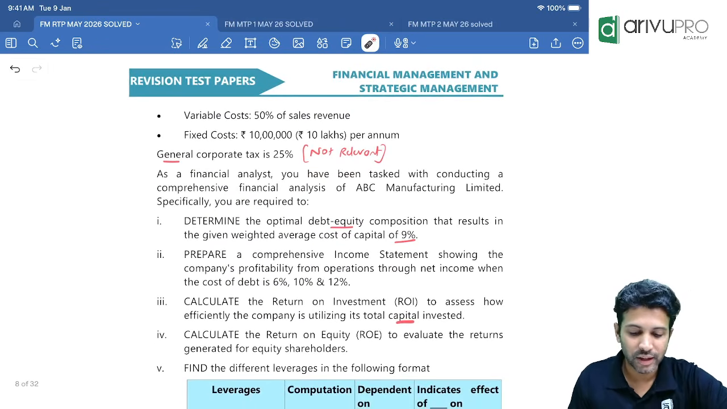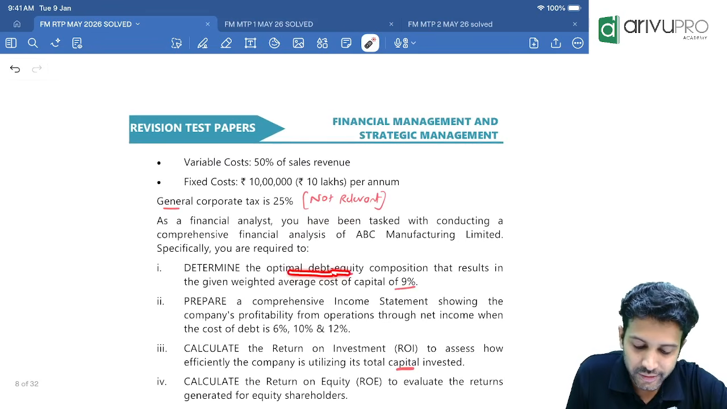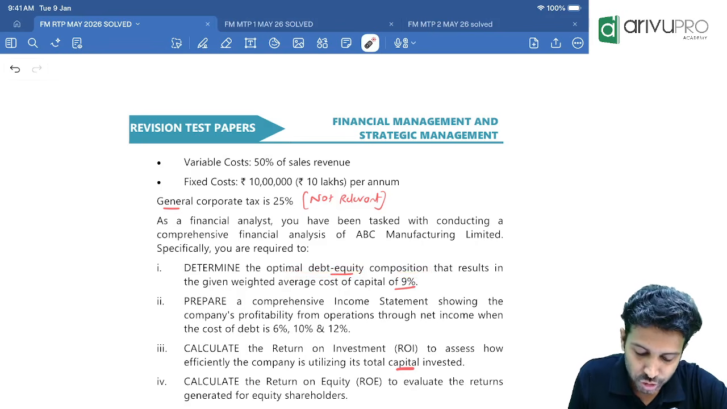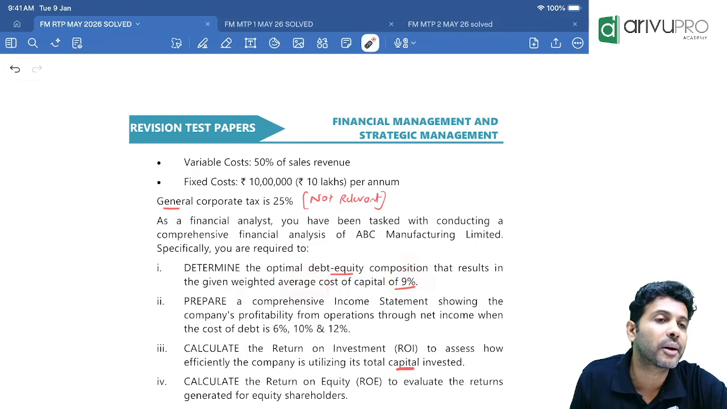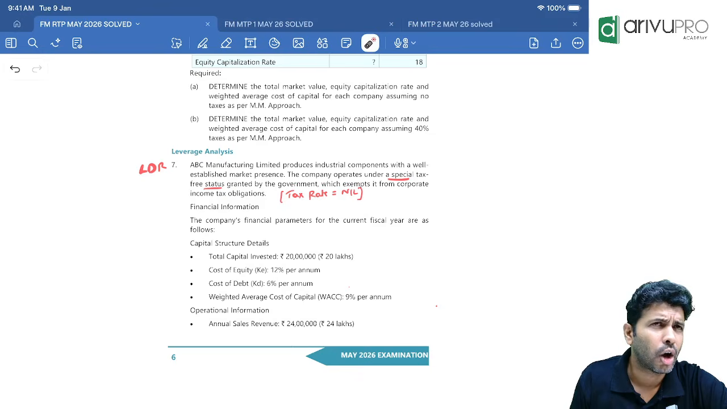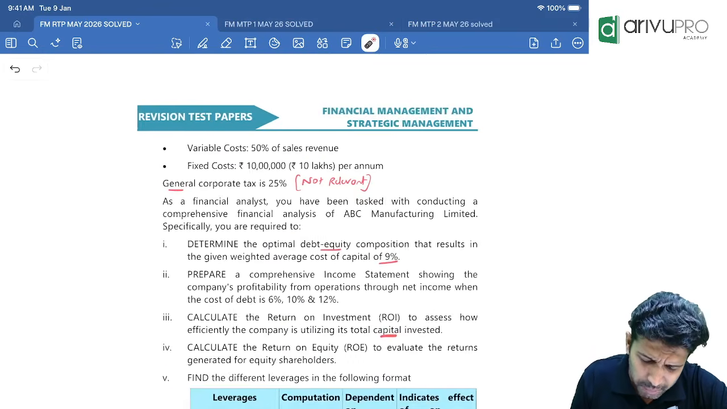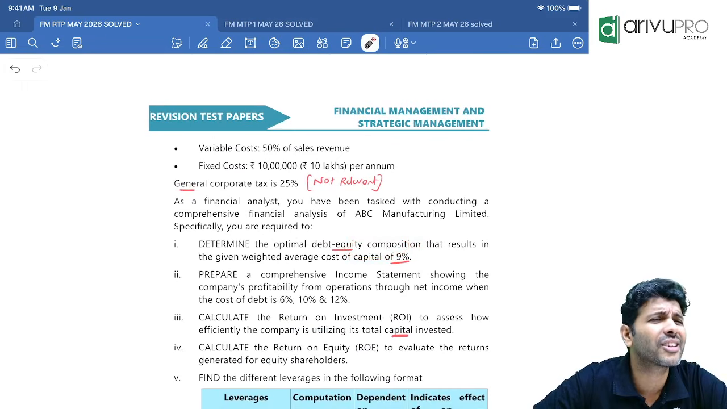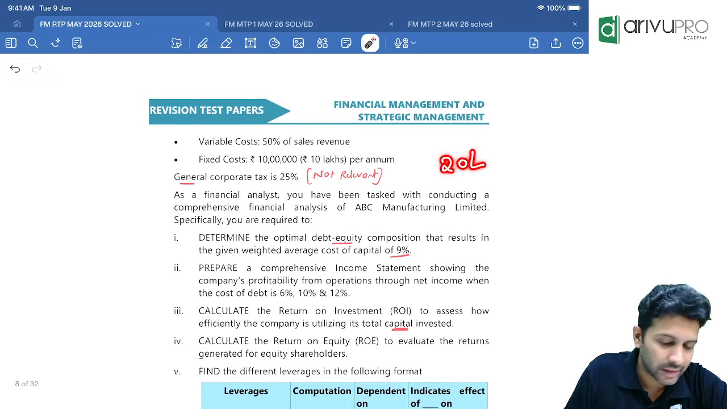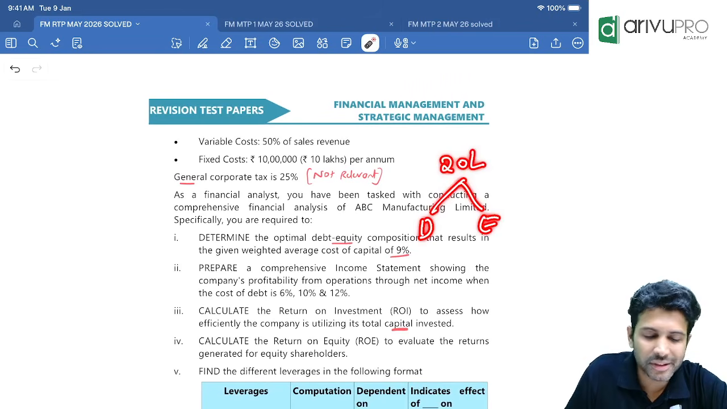Now the requirement: they're asking for the optimal debt equity composition so that the weighted average cost of capital is 9%. That's what they told here. WACC or Ko is 9%. Optimal equity debt composition, what are they asking? They are asking for the debt amount and the equity amount. Total capital is 20 lakh. In this, how much is debt and how much is equity? Basically, they're asking for weights only, the weight of debt and the weight of equity.